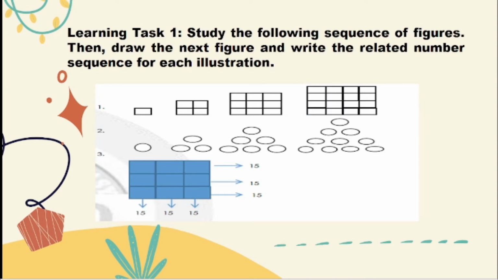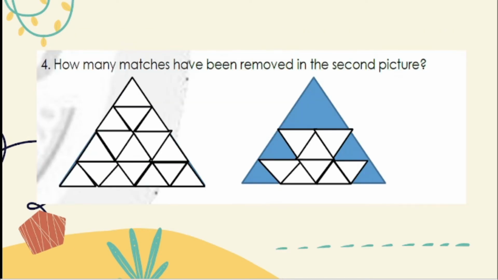So take a look at learning task number 1. Study the following sequence of figures. Then draw the next figure and write the related number sequence for each illustration. So we have 3 givens. We have 1, 2, and 3. And number 4, how many matches have been removed in the second picture? So you may compare these two figures and look for how many matches have been removed in this second picture.